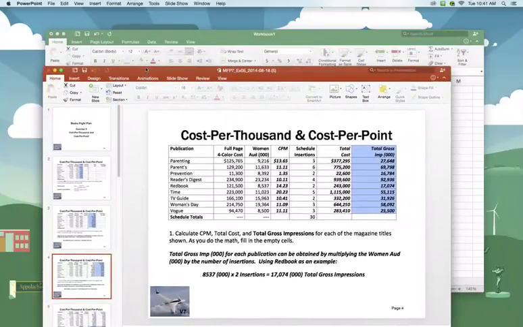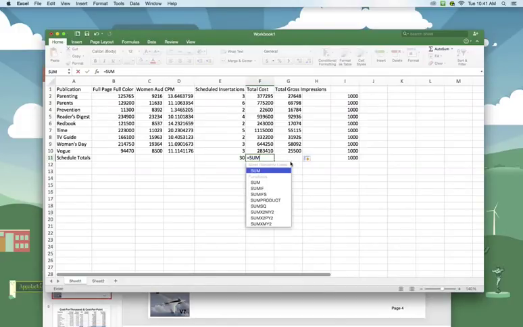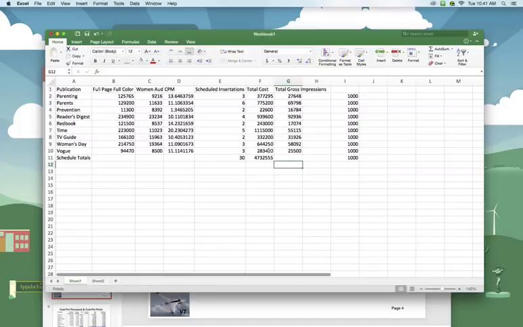So what about totals? Totals are going to be a little bit different. Normally you would say I'm just going to add everything up, and for the most part, you'd be right. For total cost and impressions, that is what we're going to do. So we'll do equals sum, which is our addition formula. I'll do that real quick, and that is going to be our sum for total cost. Do it again for gross impressions.